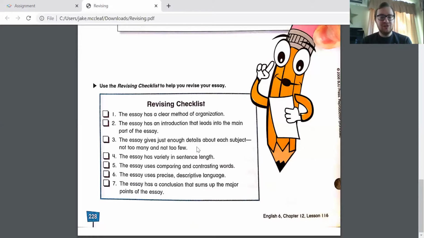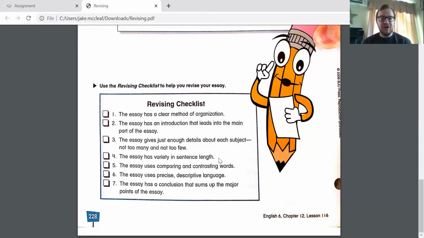Give me the details. I don't want you to just give me bland details, but show me what you're saying, show me what you're talking about, show me and guide me through your essay what's going on with these topics and subjects. Number 4, the essay has variety in sentence length. This is a big thing when writing. There should be some short sentences, some long, should be a variety in sentence length. Why? Well, that attracts our eyes as a reader.